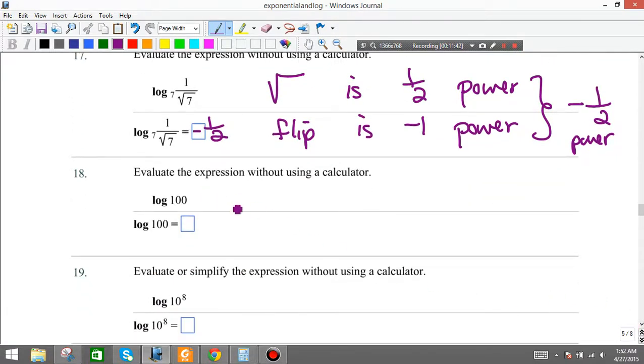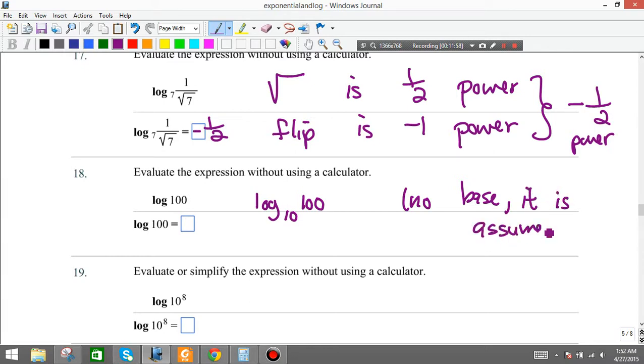The log of 100, well, the base is 10. If you don't see a base, the base is assumed to be 10. And then we ask ourselves, what power? 10 squared is 100. And so 2 is the power you need to raise 10 to in order to get 100. So the log is that exponent.